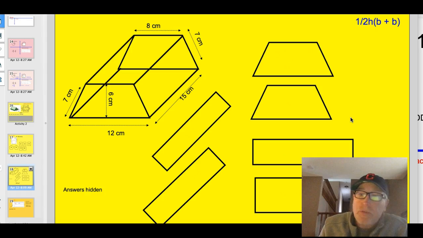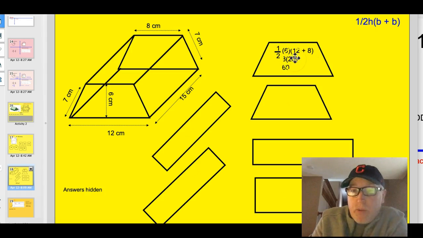Let's do the hardest ones first. Area of a trapezoid, you use this formula. 1/2 the height times base plus base. So 1/2 the height is 6, so that gives me 3 for the height. And then the bases are, this one is 8, and this is 12. So 12 plus 8 is 20. So here's my formula. 3 times 20, and that gives me 60.